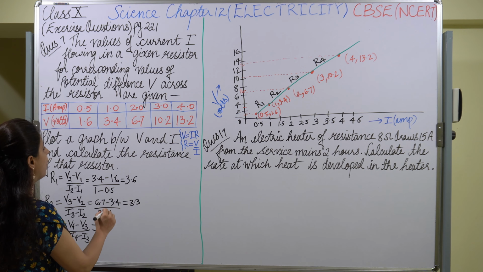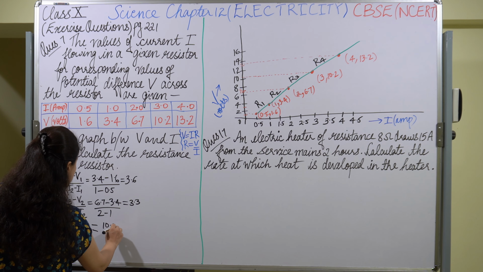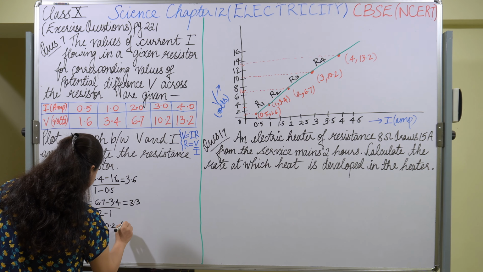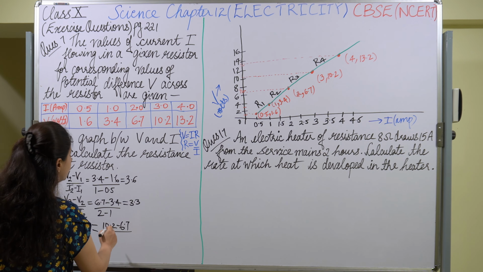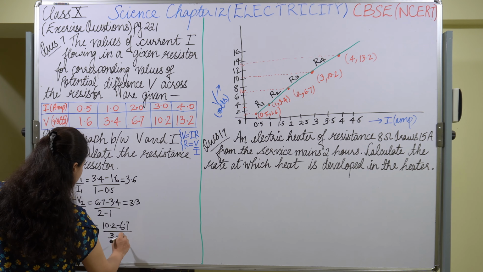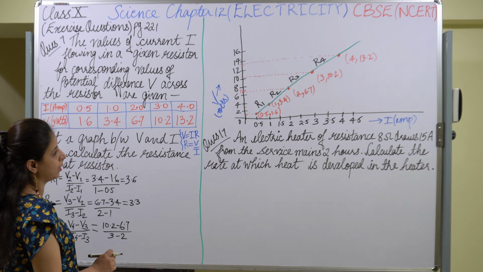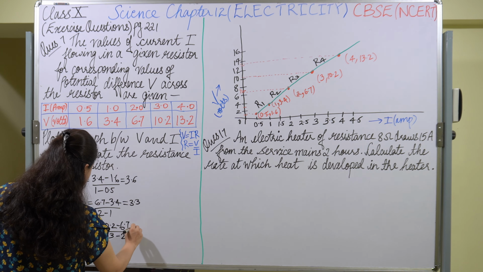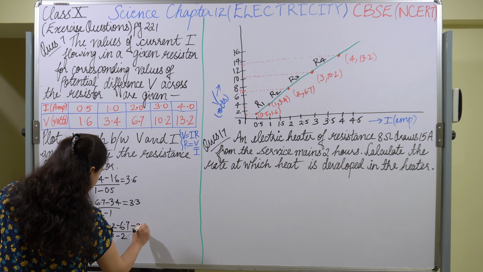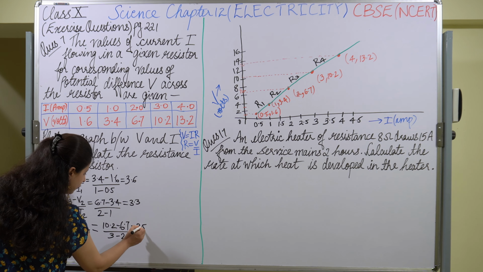Okay. And then finding out the R3 will be equal to V4 minus V3 upon I4 minus I3. So V4 value is 10.2 minus 6.7 upon 3 minus 2. Okay, I4 minus I3, which is 3 minus 2. So here also, when I'll be subtracting, I'll be getting the value equal to 3.5.